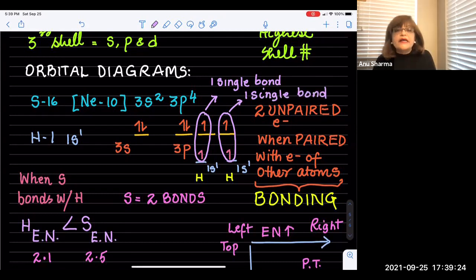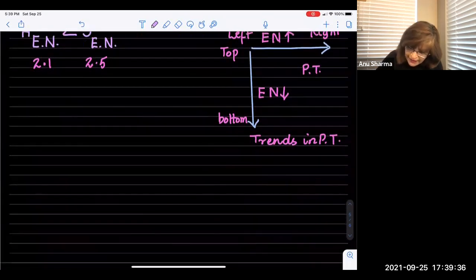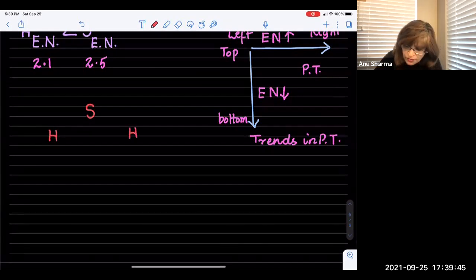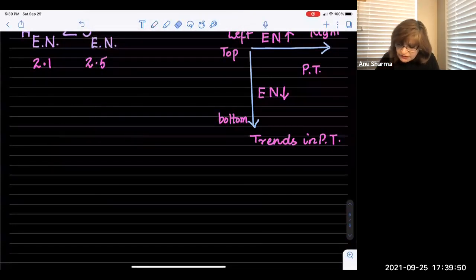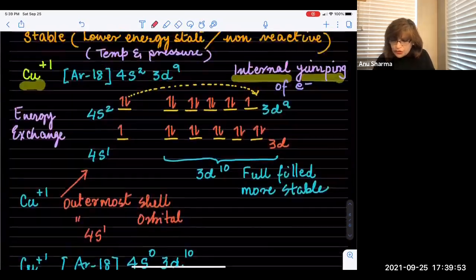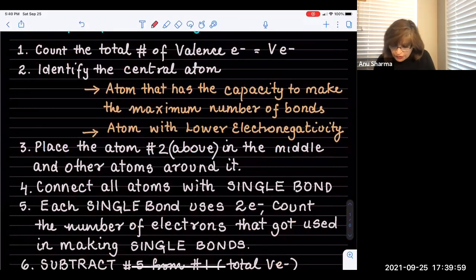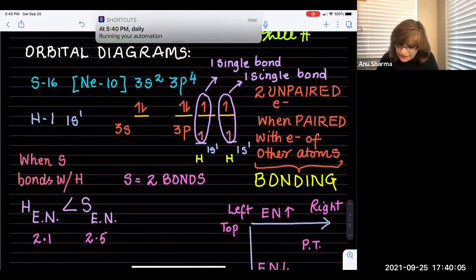So remember, every single bond is made by the sharing of two electrons. So you see hydrogen and sulfur, they each share two electrons. So how does this look? Here is your sulfur in the middle, and here is this hydrogen, and this is another hydrogen, and we are going to connect them. But how do we decide whether sulfur is in the middle? This is a three atom molecule. This is another thing I forgot. Back to the rules of the Lewis structures, we count the number of valence electrons. This was just to show you that sulfur will make two bonds in this scenario.